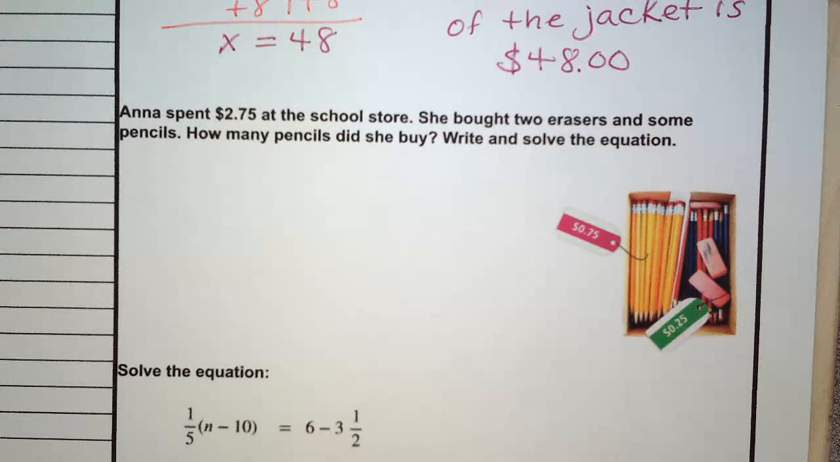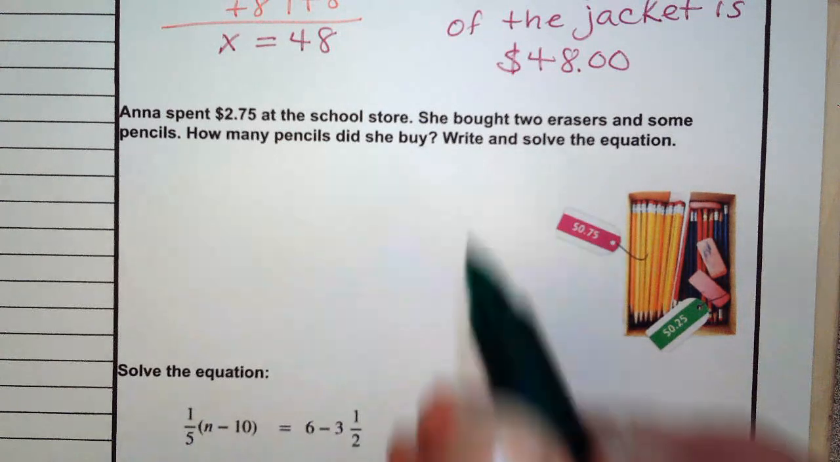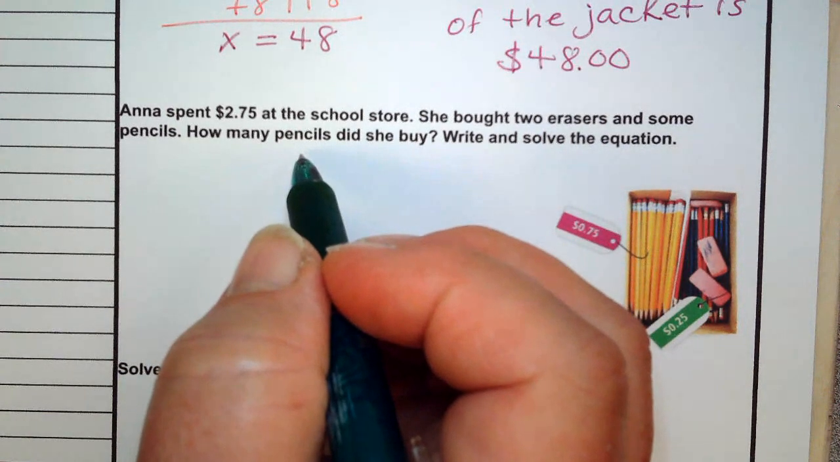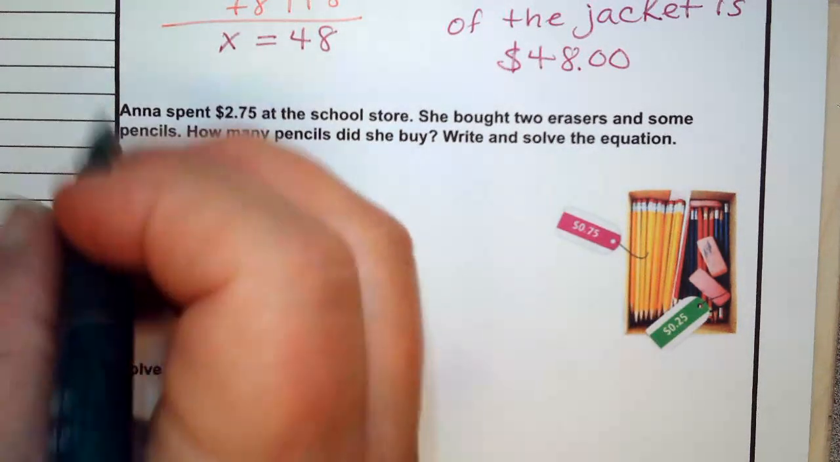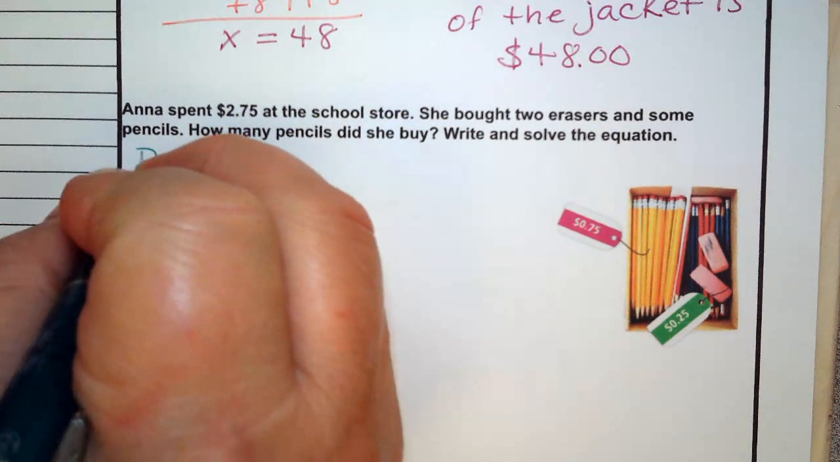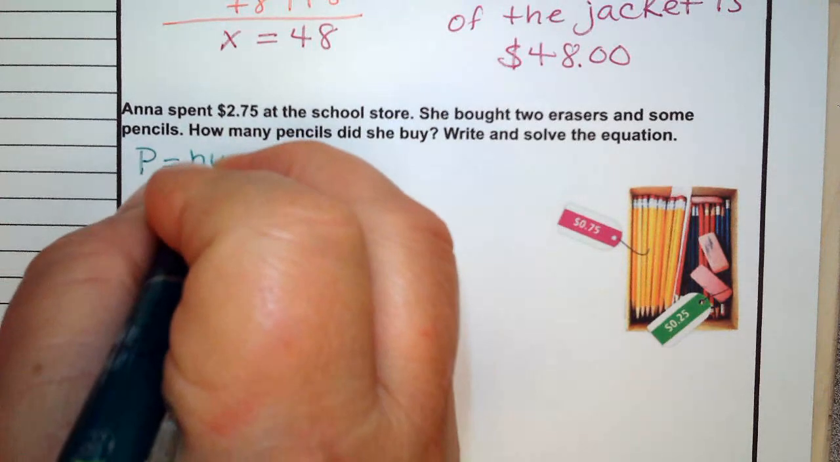And Anna spent $2.75 at the school store. She bought 2 erasers and some pencils. How many pencils did she buy? Write and solve the equation. Step 1, identify your variable. Well, she's buying pencils, so what do we want for our variable? P would be good. P is the number of pencils bought.